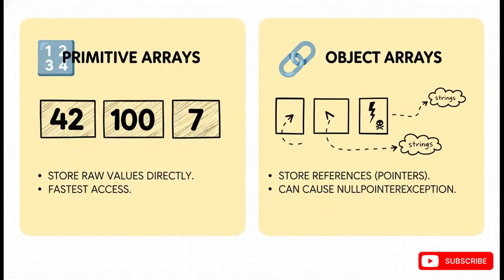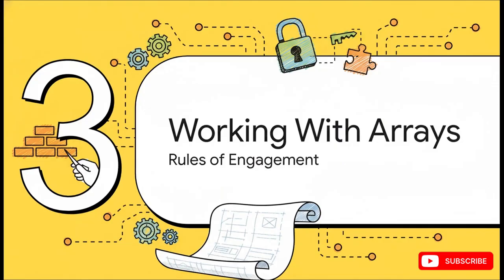Now, here's a really crucial distinction to make. An array of primitives, like our int array, stores the actual raw values, the numbers themselves, directly in that memory block. But an array of objects, say an array of strings, it doesn't store the strings. It stores memory addresses, basically pointers, that tell the computer where to find each of those string objects somewhere else in memory. This is exactly why an object array defaults to null, and why you so often run into that dreaded null pointer exception.